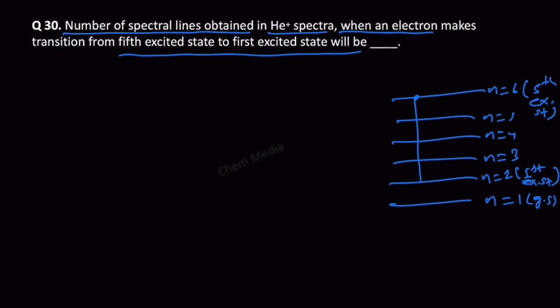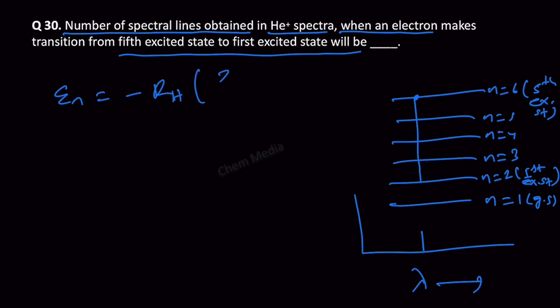So let's say this is our lambda, then this is the largest energy gap, therefore the lambda will be smallest here. But that is not the only transition that is happening, because we know that energy in the case of hydrogen-like atom is equal to minus Rydberg constant times z square divided by n square. Z is the value of atomic number and n is the value of the stationary state. Rydberg constant is equal to 13.6 eV.